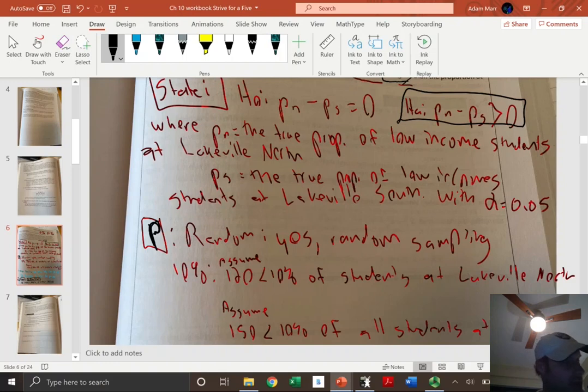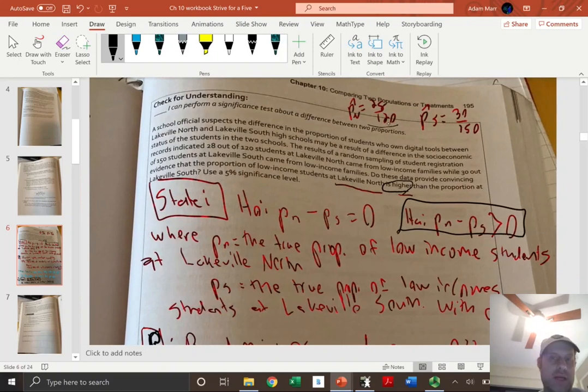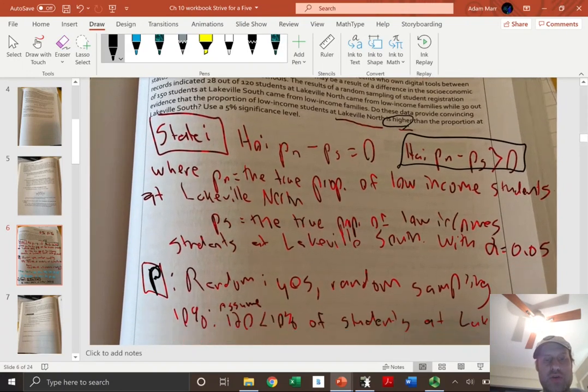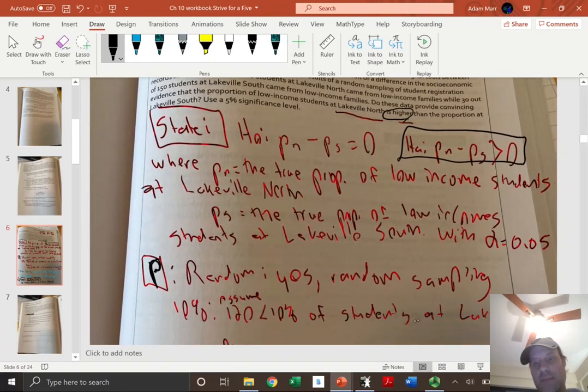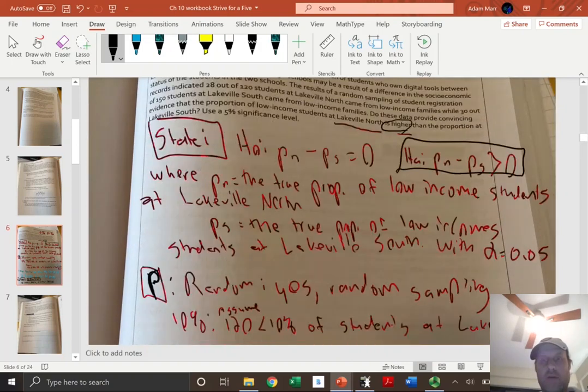If you see 10%, okay, we assume 120. And where did I get 120 from? Well, right up there, 120 right there. So we assume that 120 is less than 10% of students at Lakeville North. And the other one right here, if you look up, 150, right?